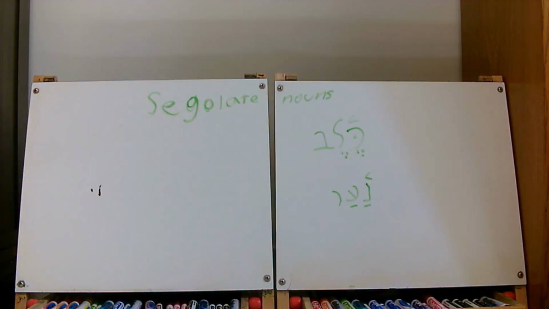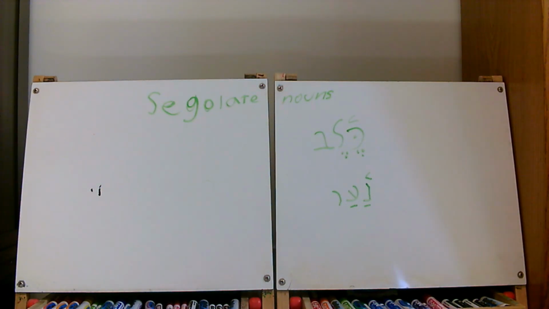So, nagar. Nagar means, it means a young man. That's what it means. It means young adult, basically.